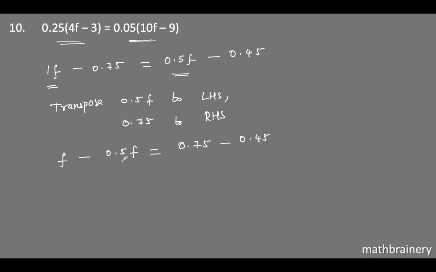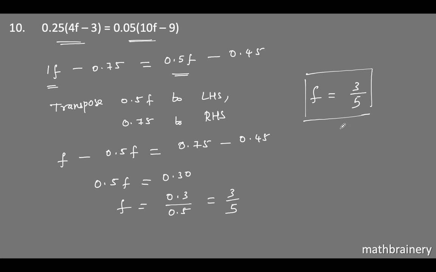Now what is f minus 0.5f? It is 0.5f. 0.75 minus 0.45 is 0.30. So what is f now? F must be 0.3 by 0.5, which is nothing but 3 by 5. So the solution to this equation is f is equal to 3 by 5. Or you can also express this in form of decimals. What is 3 by 5? 3 by 5 is nothing but 0.6. So f is equal to 0.6. So you can write your answer either way. So the solution to this equation is either you can write it as 3 by 5 or you can also write it as 0.6.